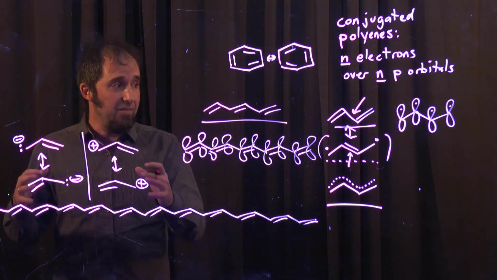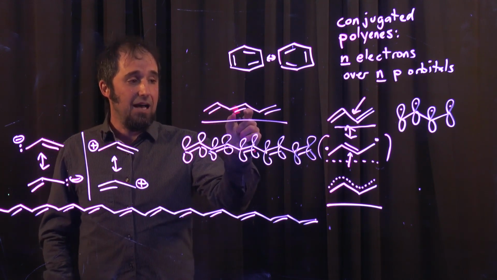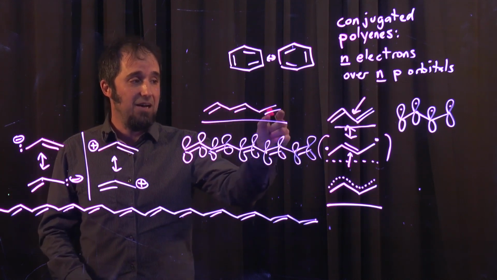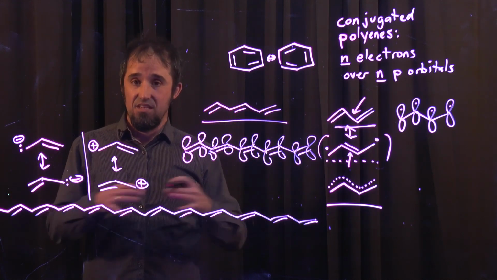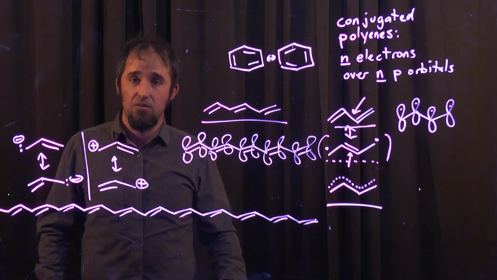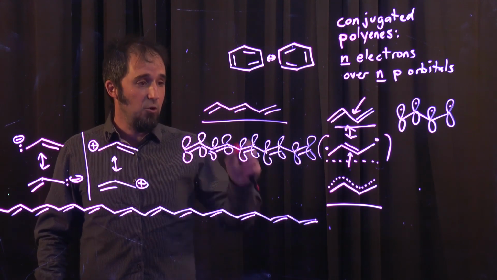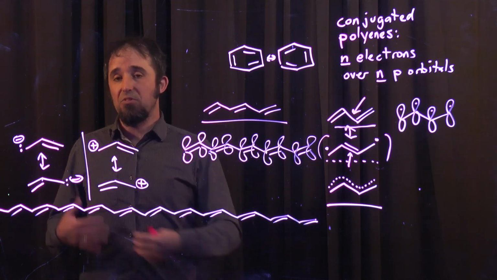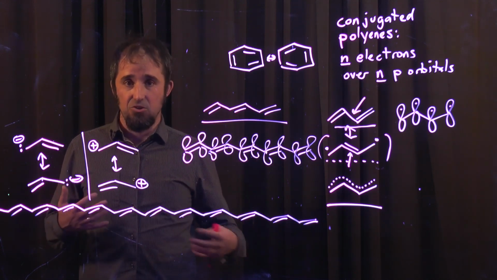And I can expand that to any time I've got a lone pair next to a pi bond, or anytime I've got pi bonds next to each other, I'm going to see this spreading out of electrons. And so these are going to act very differently than isolated electrons, both in reactivity and just in structure and bond length.